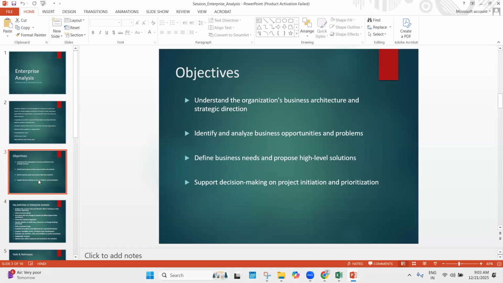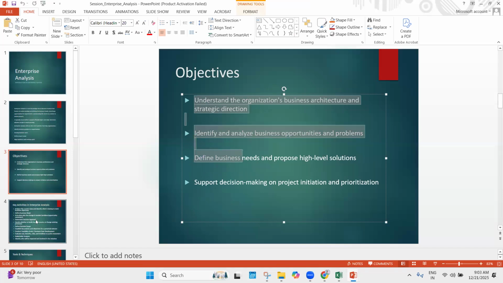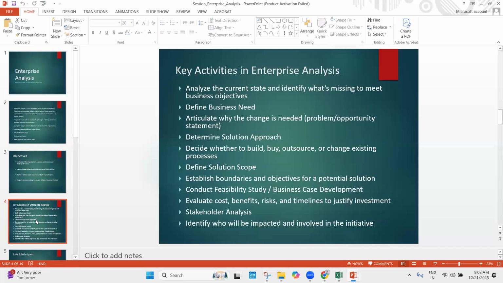And this is how we have the objectives, like understanding the organization's business architecture, identifying and analyzing. All these things we already discussed and applied at the organization level. So here the same objectives we are now applying at the enterprise level. That is the only difference here. Apart from that, whatever responsibilities or roles you performed in the business analysis phase, the same applies here. Just replace the word organization with enterprise.